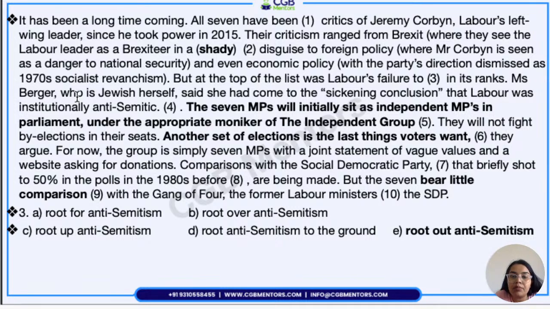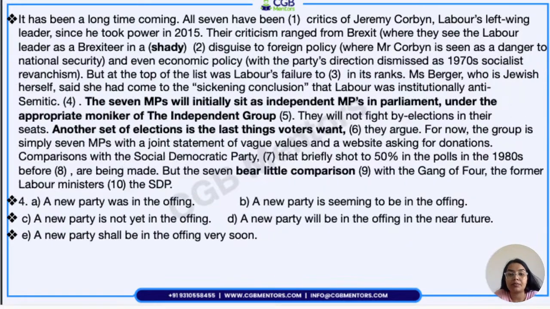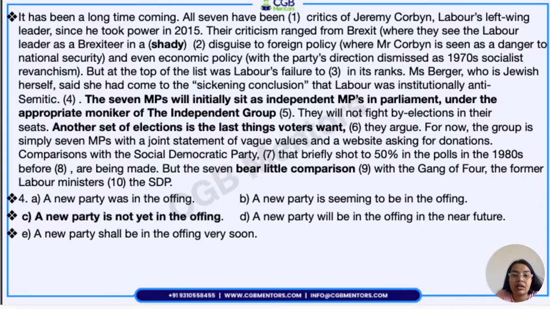Miss Berger, who is Jewish herself, said she had to come to the sickening conclusion that Labour was institutionally anti-Semitic. Now यहाँ पे root out नहीं कर पाया. That's why this other lady is thinking कि वो तो उसी के side में है. That makes sense contextually. So root out is to remove, जड़ से उखाड़ देना. Then the fourth one, that Labour was institutionally anti-Semitic.